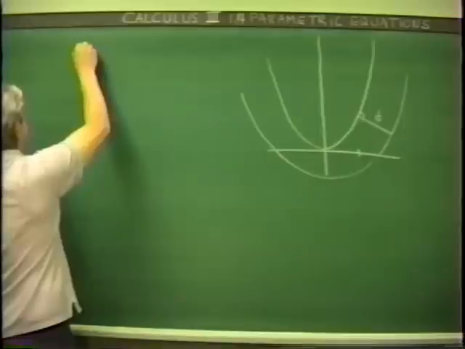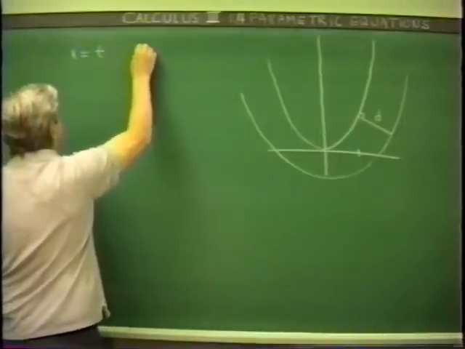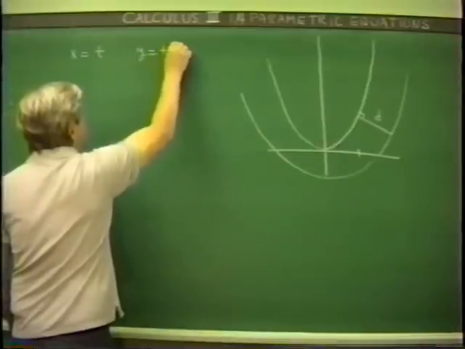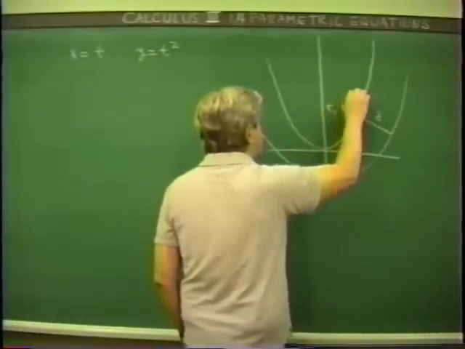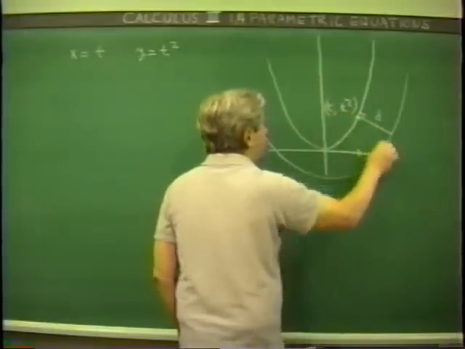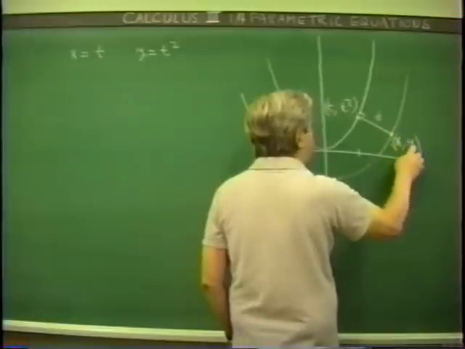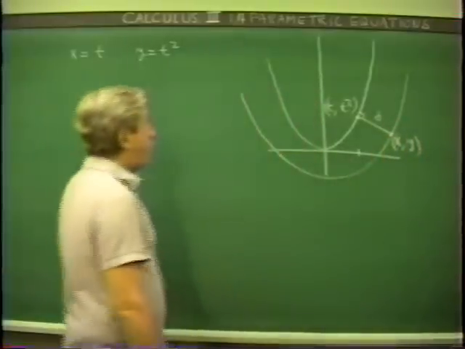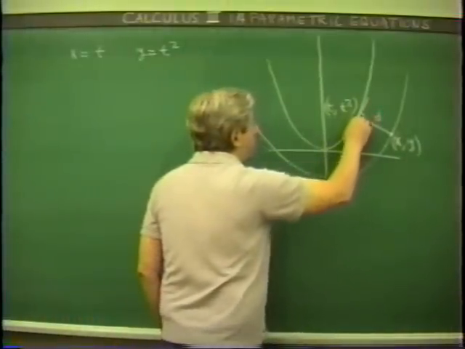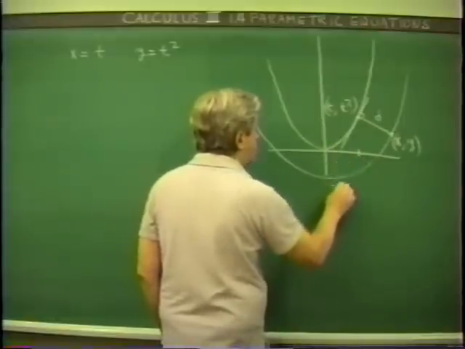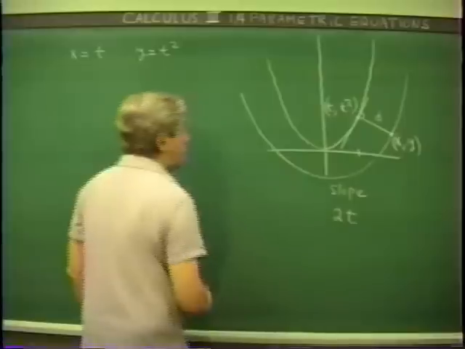All right. Well, a parameterization of the parabola, the simplest one perhaps, is x equals t and y equals t squared. So this right here is a point (t, t squared) on the parabola. Now let's let our point that we're interested in be (x, y). We want to find x as a function of t and y as a function of t. Now, the slope of the tangent line at this point is going to be 2t.